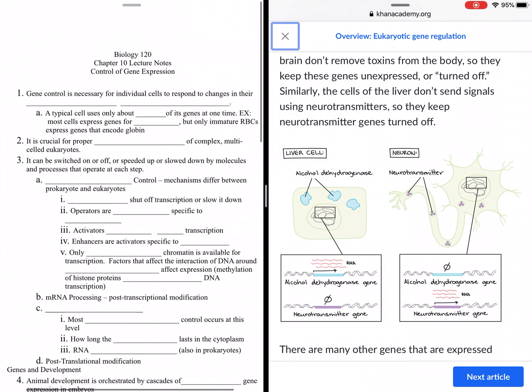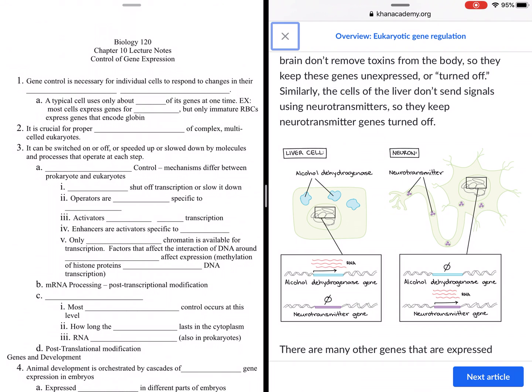All right, these are your notes for Chapter 10, Control of Gene Expression. Gene control is necessary for individual cells to respond to changes in their extracellular environment. A typical cell uses only about 10% of its genes at one time. For example, most cells express genes for glycolysis, but only in immature red blood cells is there a need to express genes that encode for globin to make hemoglobin.